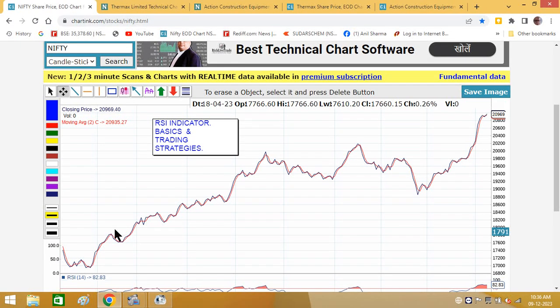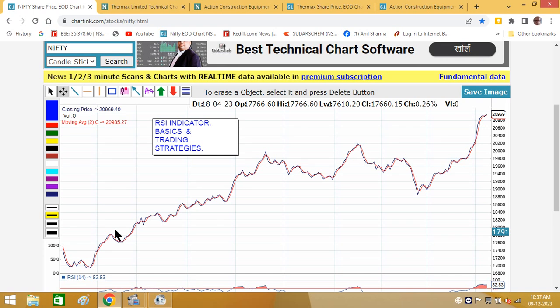Good morning. As you know, all the indicators give buy and sell signals. In other words, the purpose of all 168 indicators in the stock market is one: to give buy and sell signals. But the most effective advanced indicator is RSI. How is it? Let us check together with the trading strategy.